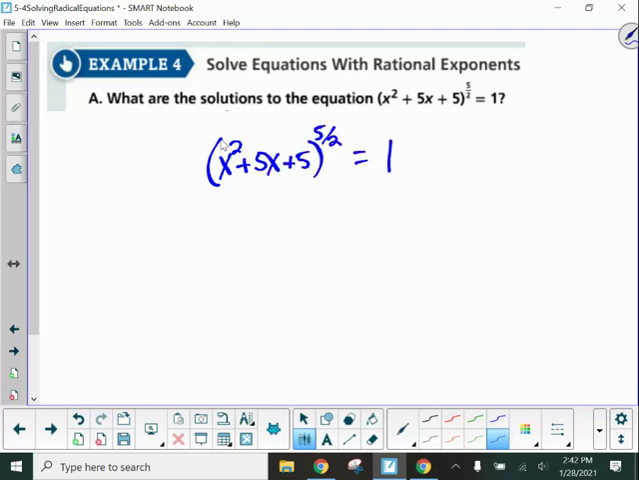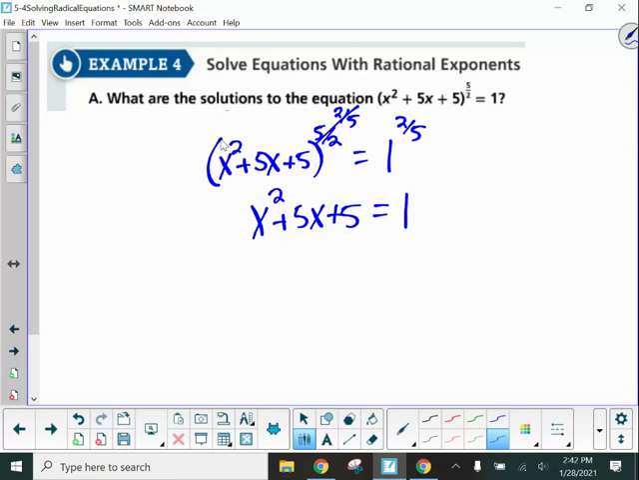And to do that, you merely raise each side to the reciprocal exponent. So if the x squared plus 5x plus 5 is to the 5/2 power, I'm going to raise each side to the 2/5 power. Because 5/2 times 2/5 is going to be 1, so that is going to be eliminated. We're left with x squared plus 5x plus 5 equals, and 1 to the 2/5 power is 1.